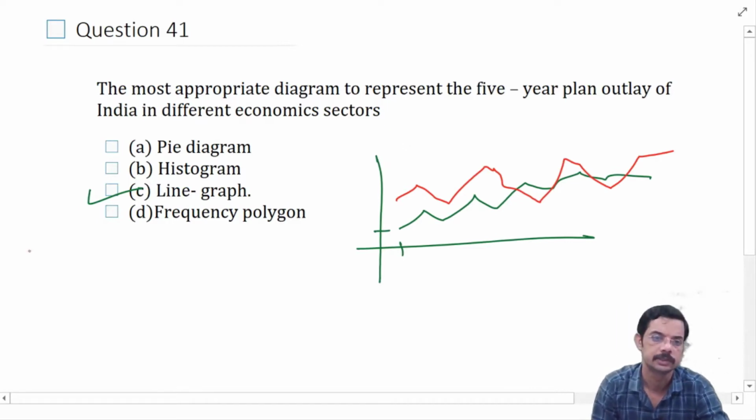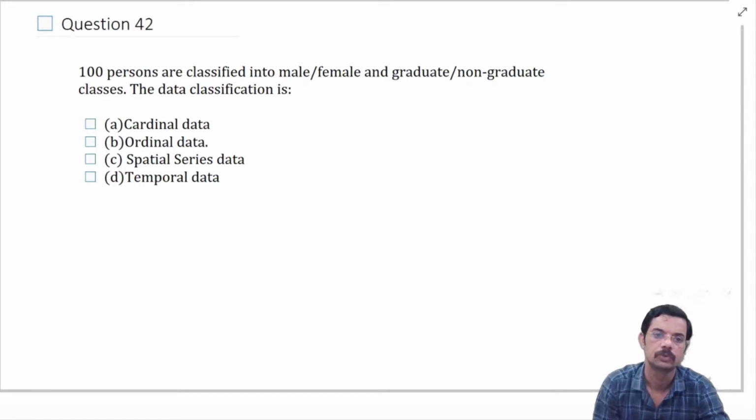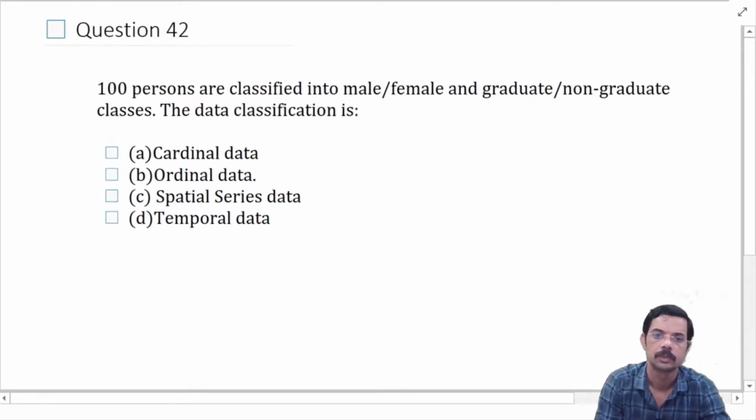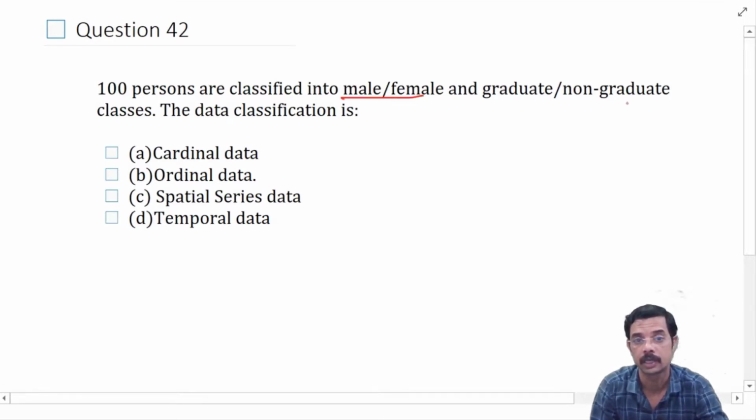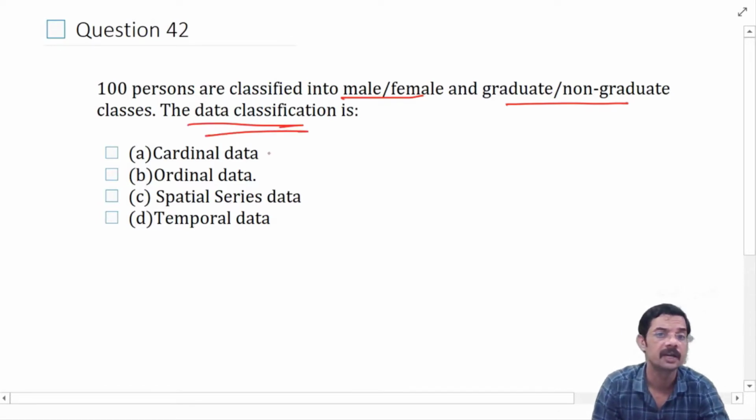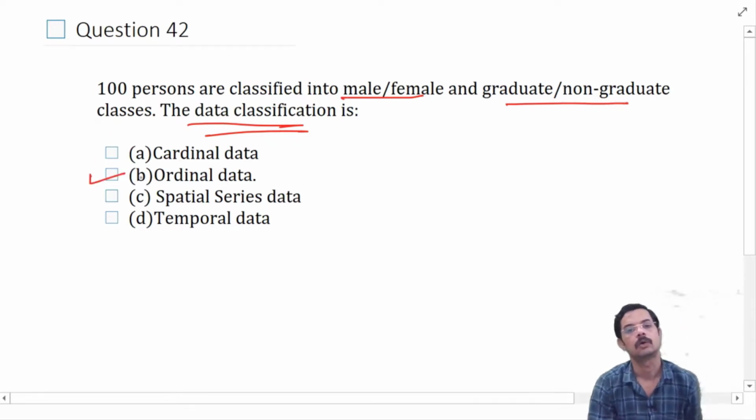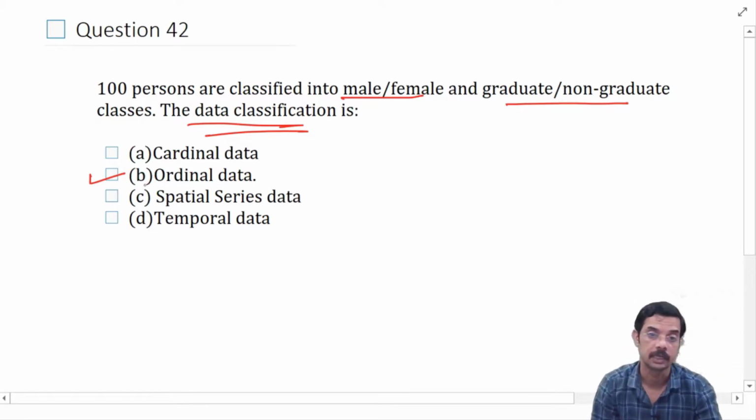Okay. Next question. Question number 42. What is there in question number 42? See, 100 persons are classified into male and female, graduate and non-graduate. What kind of classification are they? Is it cardinal? Cardinal means it is number based. So this is not based on any numerical value. It is based on some quality. Qualitative classification is also called ordinal classification.